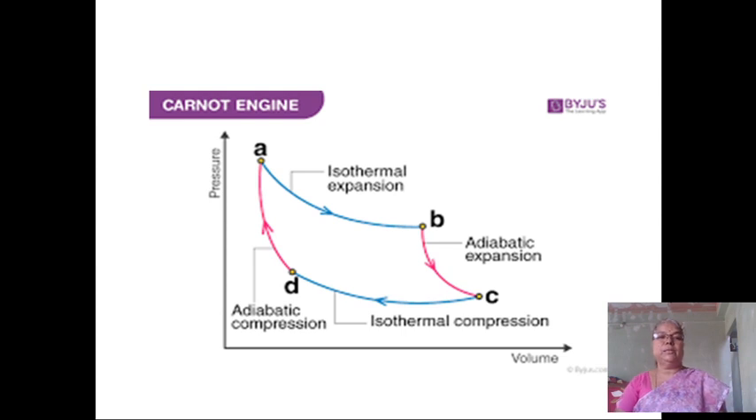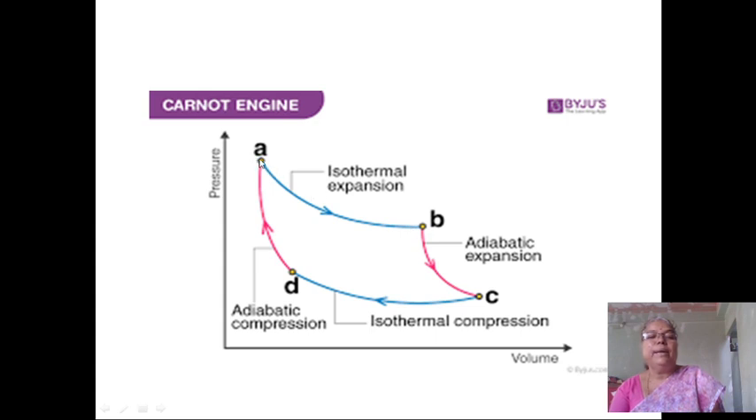Good morning, students. Last time you saw the Carnot engine and its efficiency. Remember, the four steps of the Carnot cycle are isothermal expansion, adiabatic expansion, isothermal compression, and adiabatic compression. And the P-V diagram, that means the pressure versus volume diagram of the Carnot cycle, is represented like this.